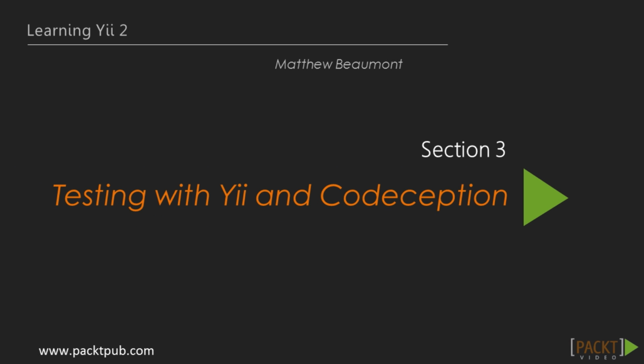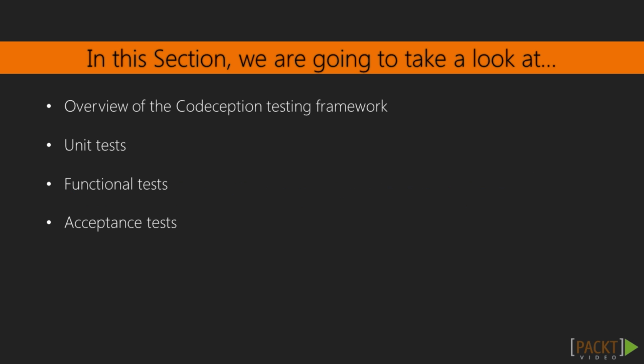Welcome back to Section 3, Testing with Ghee and Codeception. In the previous section, we learned how to use Ghee's built-in development tools, such as Ghee and the debug module. In this section, we will learn how to write automated tests for our application using the Codeception testing framework, which ships by default with the Ghee 2 basic application template. We will learn how to configure Codeception and then use it to write unit, functional, and acceptance tests so we can feel confident that our applications work as we intend them to.